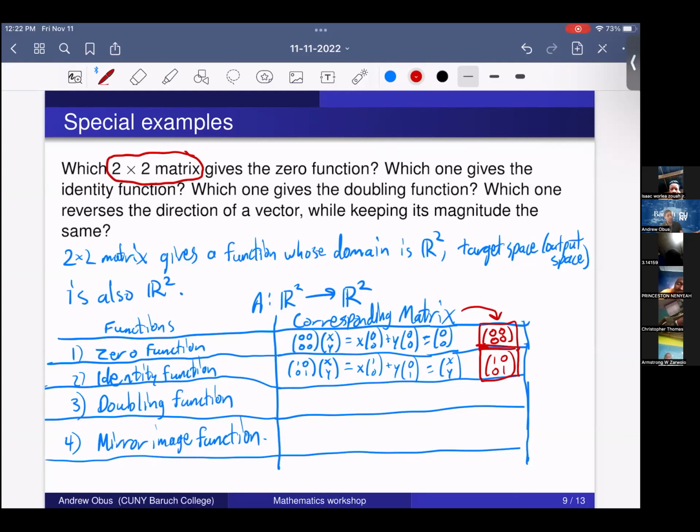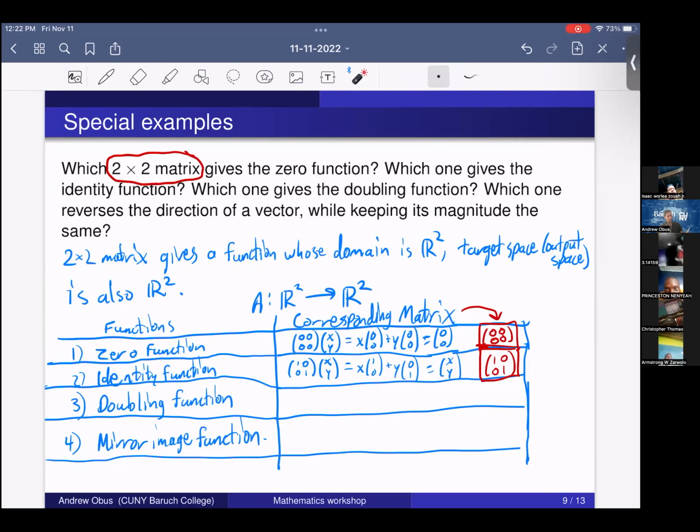Okay, what about the doubling function? We want a matrix that if we multiply it by a vector, it's going to give us twice that vector. Here was the identity function. If I inputted the vector xy, my output was also xy. So I want to make a matrix that if I input xy, the output is not going to be xy, but instead it will be 2x and 2y, right? So it's going to double the vector.